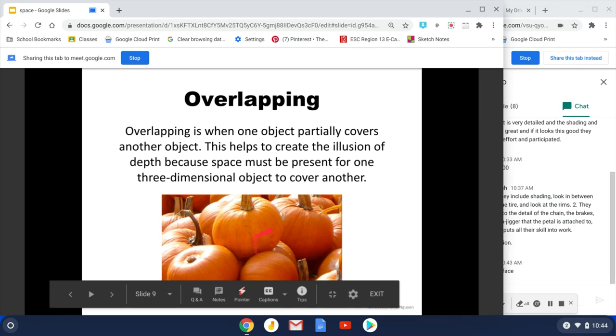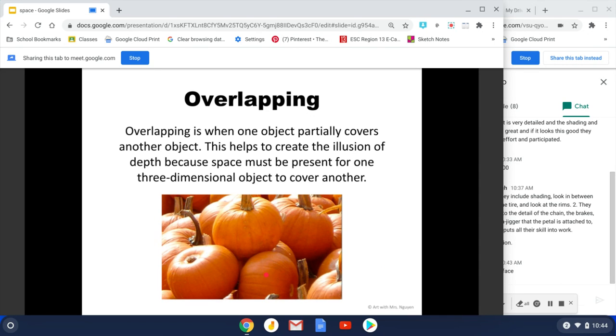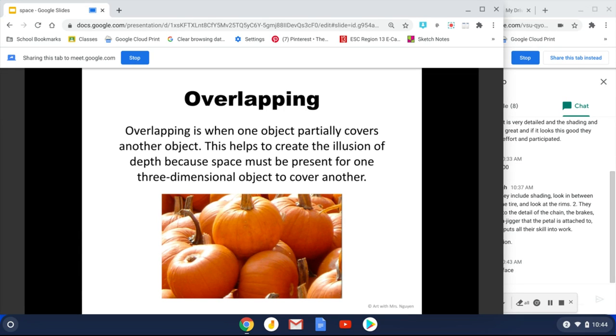Okay, so overlapping is when one object partially covers another object to create the illusion of depth. So if I was in kindergarten and I drew a person, and right next to it I drew a tree, is that overlapping? No. But if I'm in middle school, I would draw a person, and I could put a tree behind my person. Is that overlapping? Yes. So once you're in 6th grade, you are expected to have overlapping in your drawings. You wouldn't just put a tree and a person all on the same plane, like all in the foreground. You would overlap each one, right?